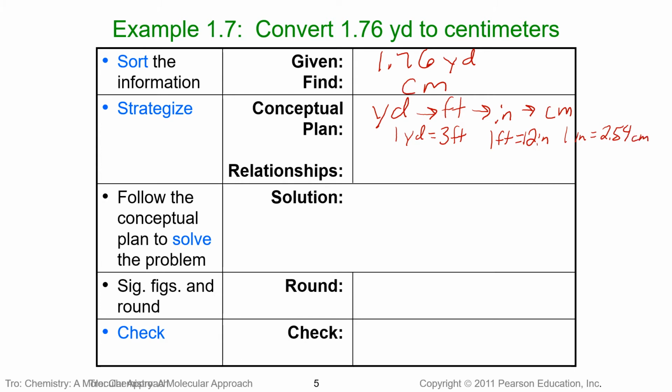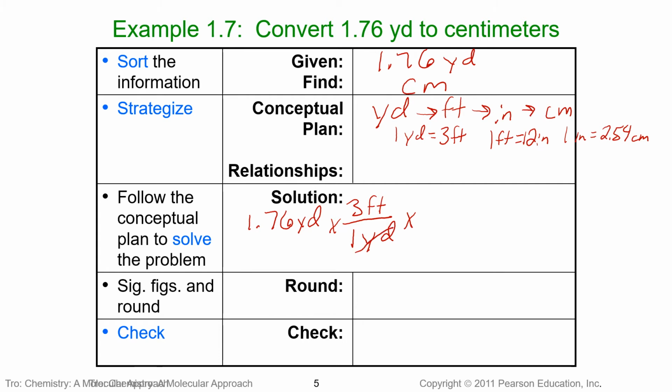So those are our relationships that we're going to use. So now we can put this into our dimensional analysis. So we start with 1.76 yards. We're going to convert those relationships into conversion factors. We want our units to cancel. So we want the yards to cancel, so we're going to put the yards on the bottom. 3 feet goes on top. The number stays with the unit.